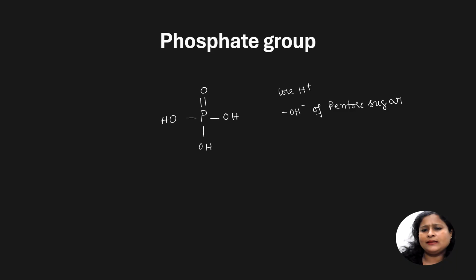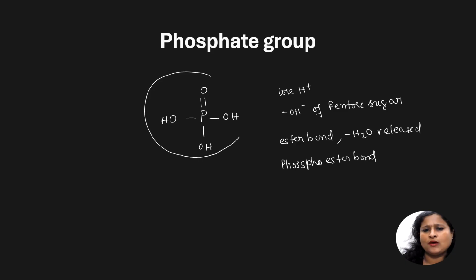Then there would be an ester bond formed. Alongside, water will be released, and the type of the ester bond will be called phosphoester bond. We'll be looking into it in a little more detail, how it is formed, in the coming slides. For now, you can just remember this is the structure of the phosphate group.